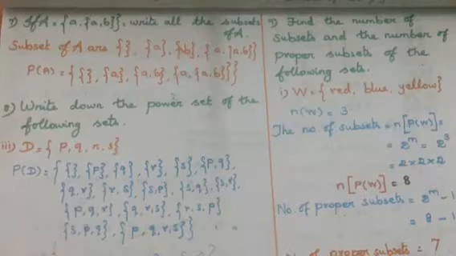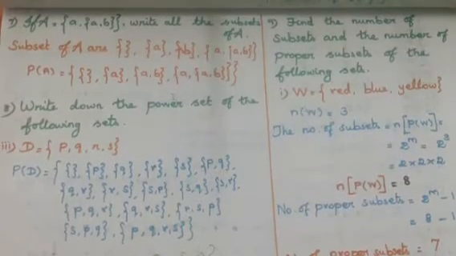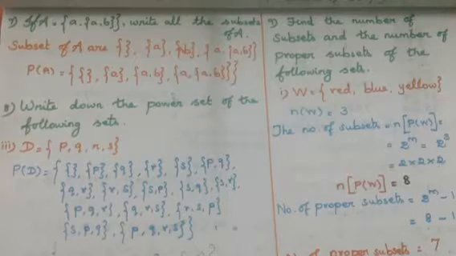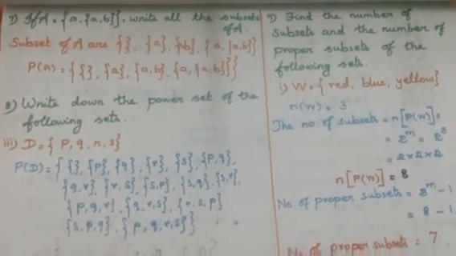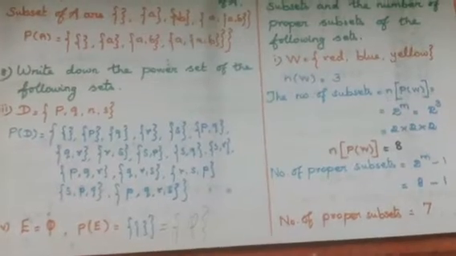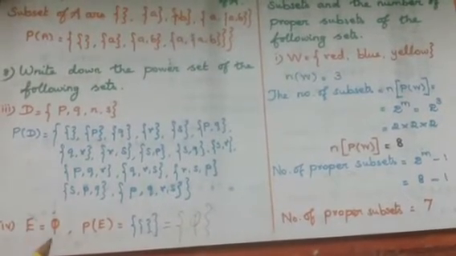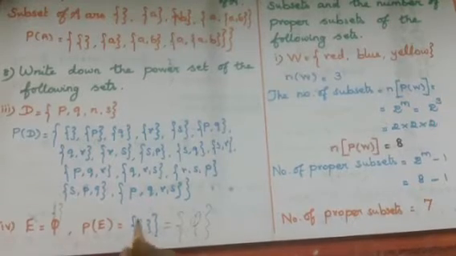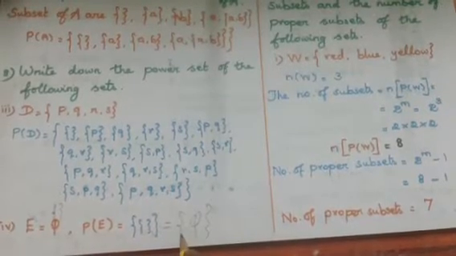E is equal to empty set. This is phi. Phi means it is the empty set. Okay, so P of E is equal to {empty set}. Inside the set we put the empty set. That's also written like this. The empty set can be written like this also. E is equal to phi, phi means empty set. So we can write like this. So that's equal to {phi}.